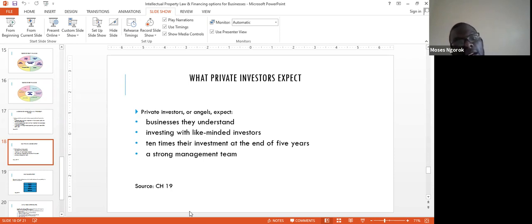Then the other thing, I mentioned yesterday we talked about corporate governance. We talked about why it's important to have a good management team, that is a board of directors, have different meetings, document, and have policies in place. It is because private investors look at your business to see whether it has a strong management team, because it is the management which will grow the business. If the business does not grow, it means their investment is wasted. So that's very, very important to note when dealing with private investors.